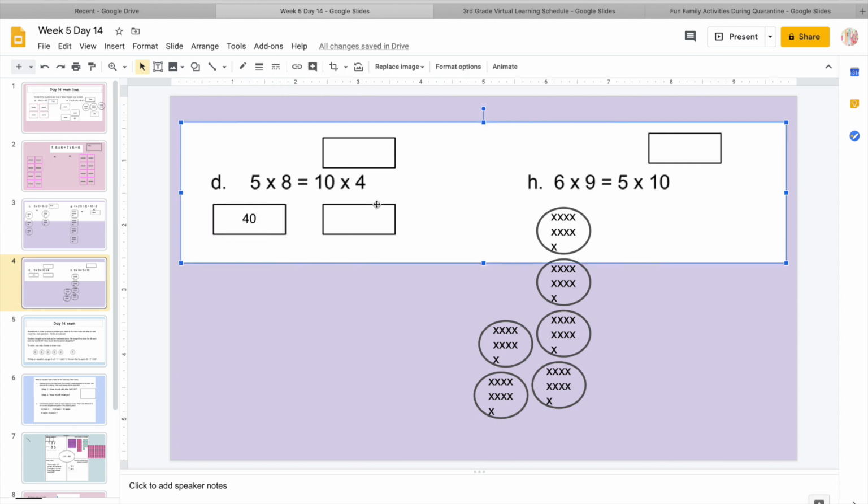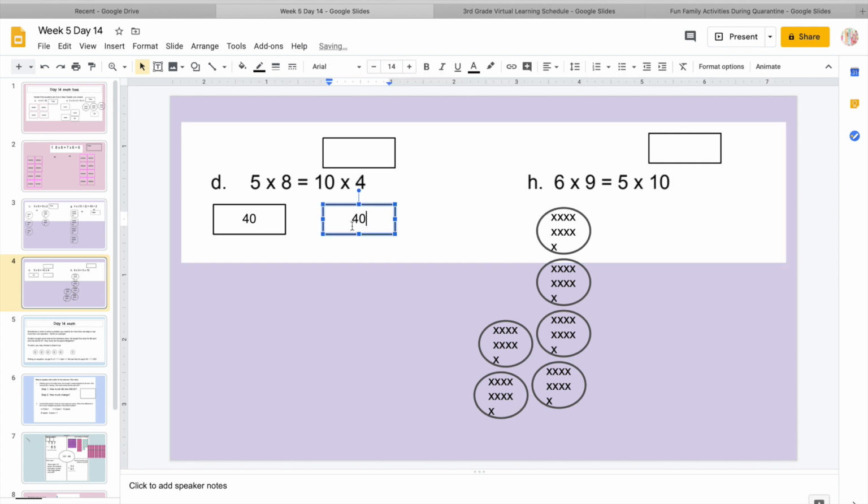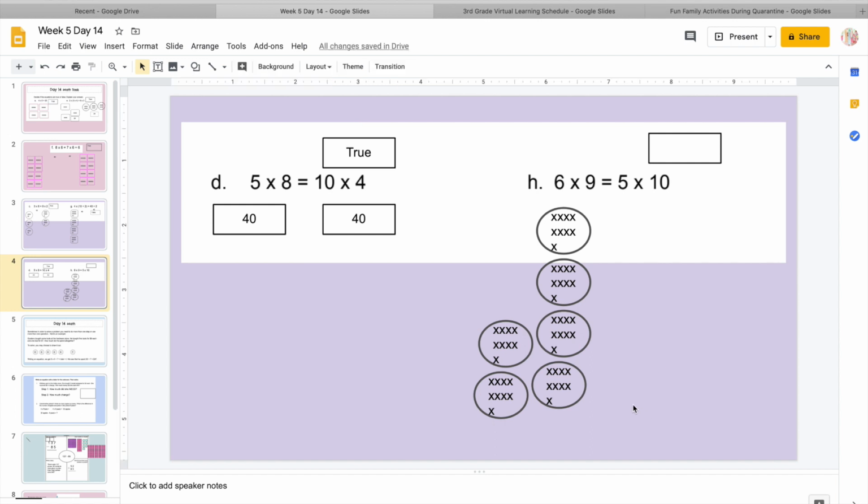Now let's come over here to do 10 times 4. So I'm going to put 4 fingers up and I'm going to count by 10. So 10, 20, 30, 40. So I know this side equals 40, this side equals 40, and the middle is an equal sign, so they should be equal, so I know this equation is true. And our last one here is 6 times 9 equals 5 times 10.